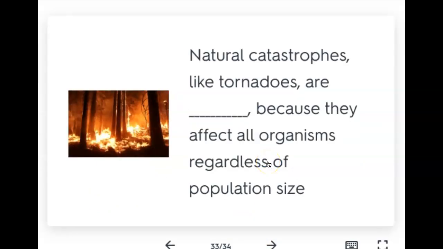Population density independent and population density dependent are two terms that refer to limiting factors. So when you have natural catastrophes like tornadoes, these are going to be occurring independent of the population size. So it doesn't matter how many organisms live in that area. If you have a natural catastrophe that's going to occur, like a wildfire, it's going to happen and it's going to spread, and it doesn't matter how many organisms are using this forest as their habitat.